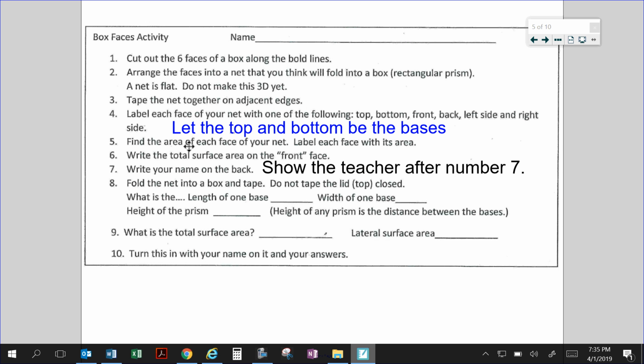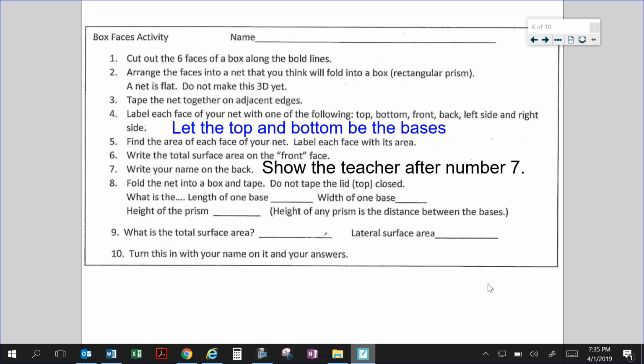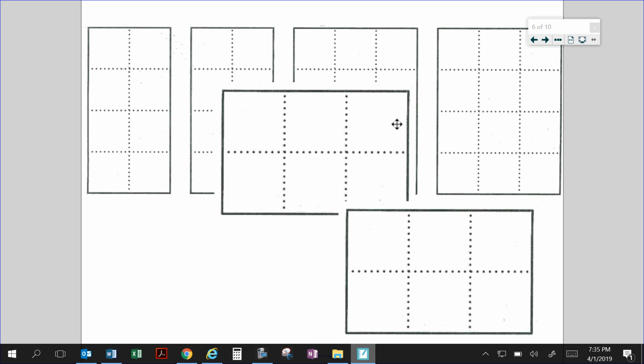Then you're going to find the area of each face of your net. So for example, what would the area of this be? 2 by 4 is 8. 2 by 4 is 8. 3 by 4 is 12. 3 by 4 is 12. 2 by 3 is 6. 2 by 3 is 6. Oh, I guess we can start doing this.